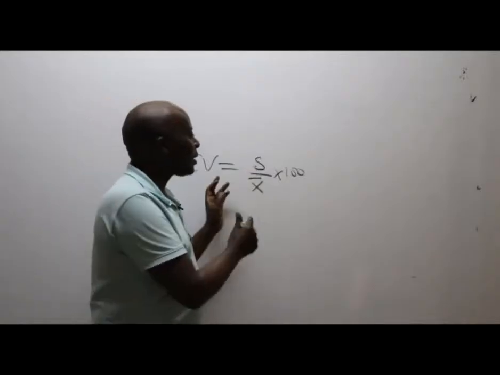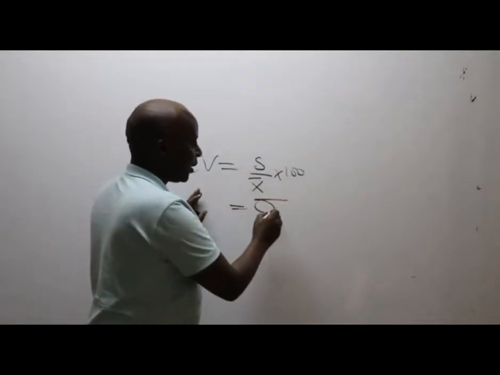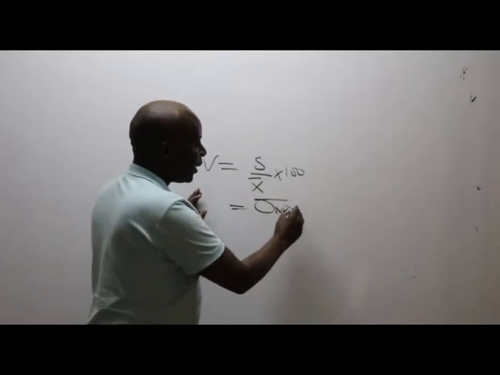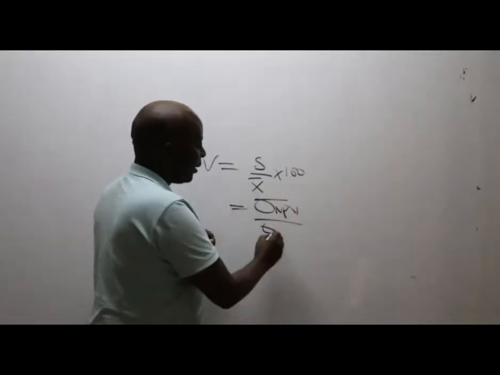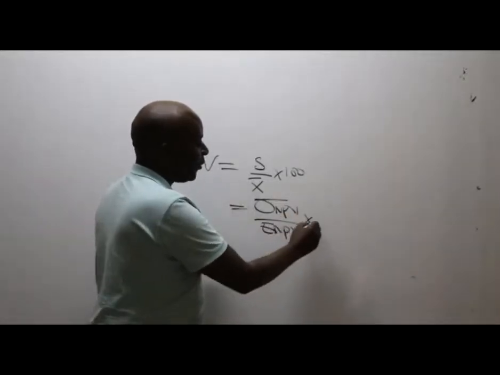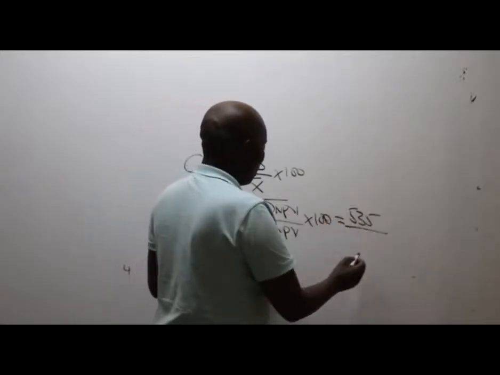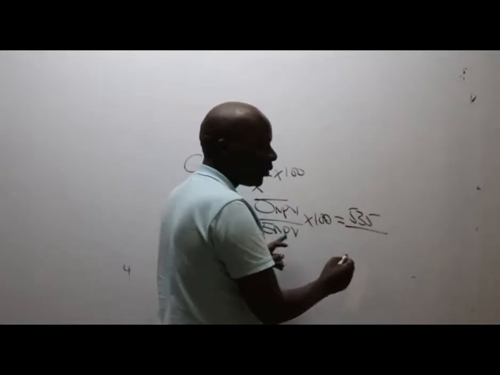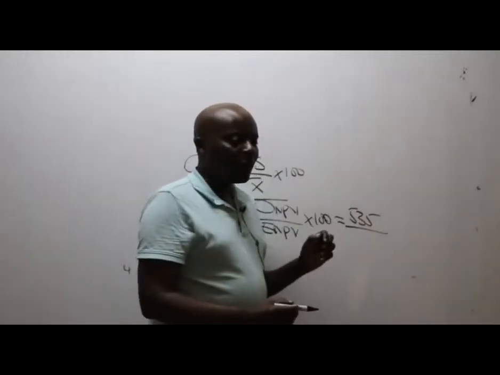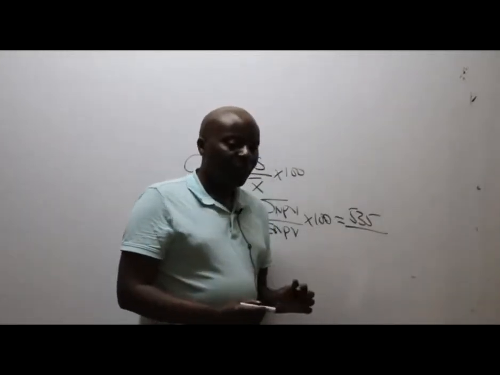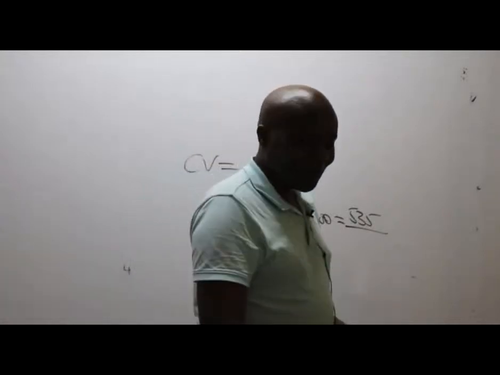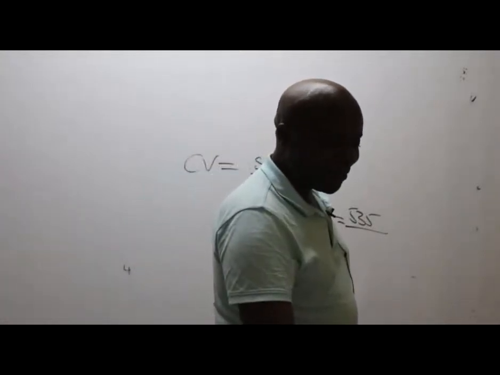So this S stands for what here? Standard deviation, right? So the standard deviation of our NPV over X bar, our expected net present value, times 100. So this, you guys gave me 535 all over the expected net present value. What was the expected net present value?